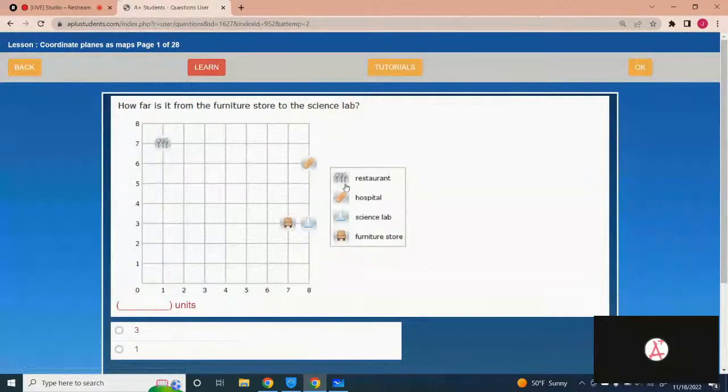Okay. How far is it from the furniture store to the science lab? Where is the furniture store? This is the furniture store. Got it? And where is the science lab? Here is the science lab. So how far are they? 1 or 3? How far are they? Yes, they are just 1 unit far. Got it? Just select the correct option and click on the OK button.